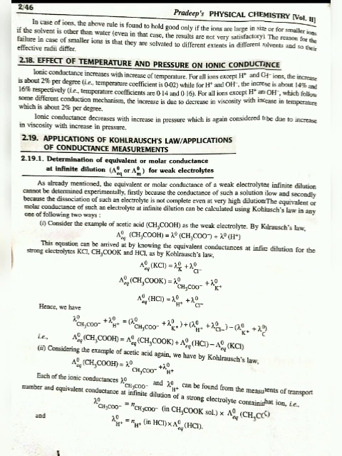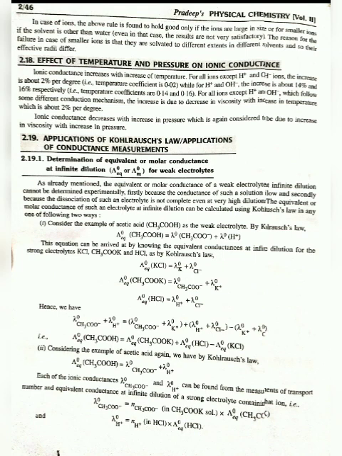Heading 2.19.1, determination of equivalent or molar conductance at infinite dilution, lambda equivalent naught or lambda m naught for weak electrolytes. As already mentioned, the equivalent or molar conductance of a weak electrolyte at infinite dilution cannot be determined experimentally. Firstly, because the conductance of such a solution is low, and secondly, because the dissociation of such an electrolyte is not complete even at very high dilution. The equivalent or molar conductance of such an electrolyte at infinite dilution can be calculated using Kohlrausch law in any one of the following two ways.